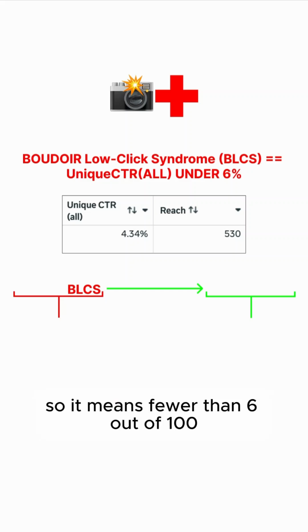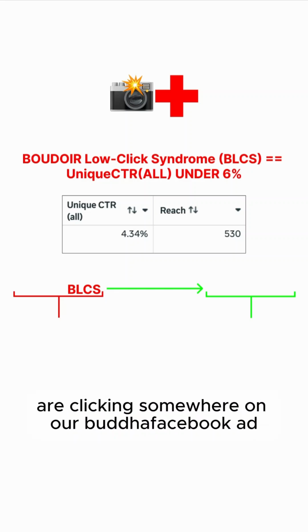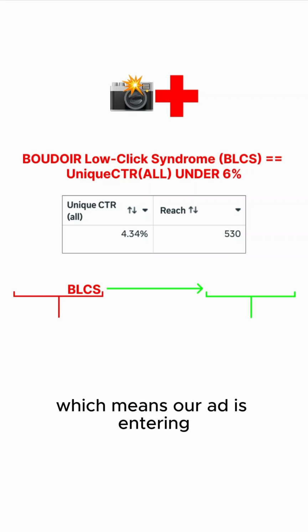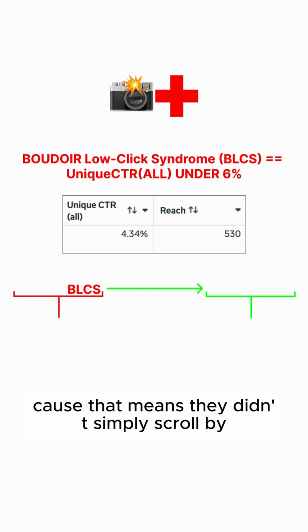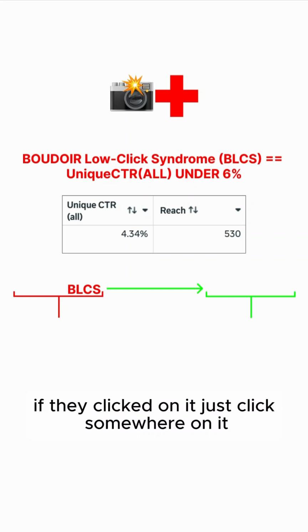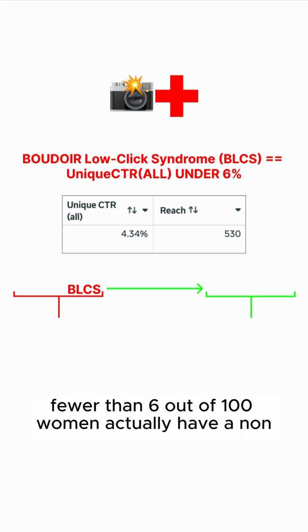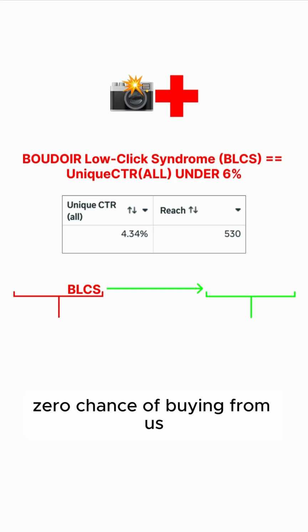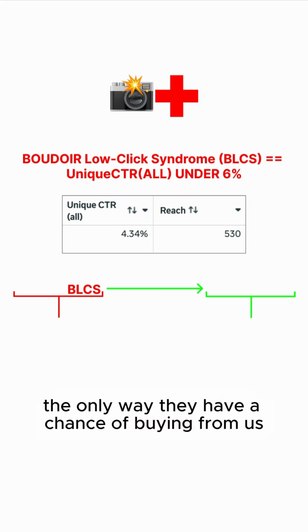So it means fewer than 6 out of every 100 women are clicking somewhere on our Boudoir Facebook ad, which means our ad is entering fewer than 6 out of 100 women's brains, because if they clicked on it, just clicked somewhere on it, they didn't simply scroll by. And that means fewer than 6 out of every 100 women actually have a non-zero chance of buying from us.